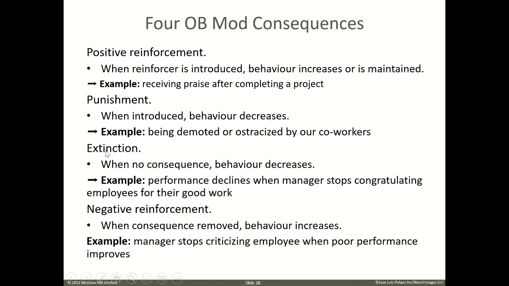The third consequence can be extinction: when there are no consequences, the behavior also decreases. For example, performance declines when the manager stops congratulating the employees for their good work. This can also be one of the factors. And negative reinforcement: when a consequence is removed and behavior increases. Sometimes the manager stops criticizing employees. The manager is not saying anything when there is poor performance. But when the employee sees this and is not complaining, then the performance can also be improved.